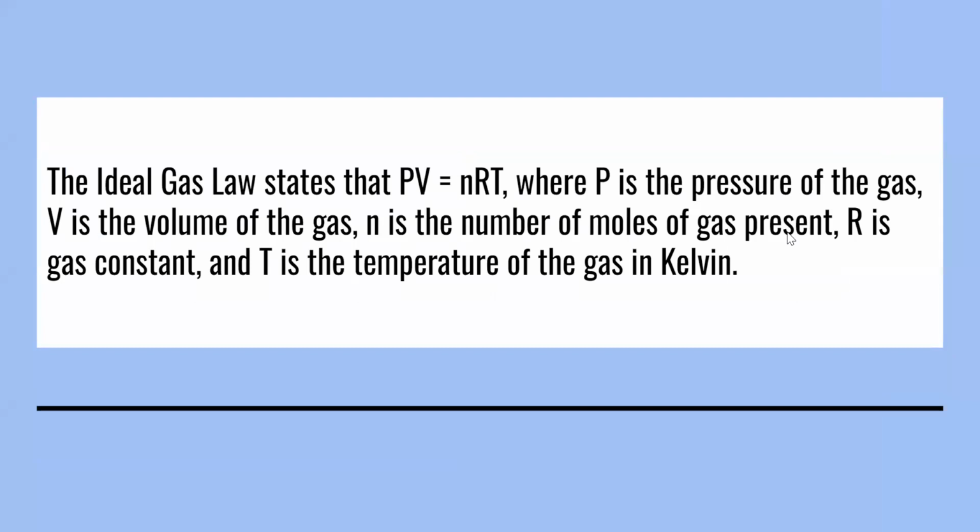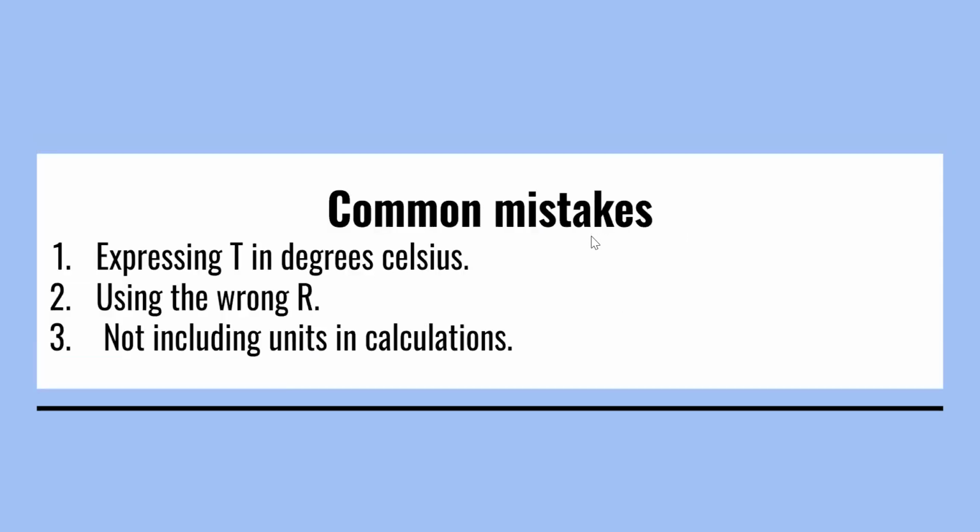In the previous video of Charles' law and Boyle's law, we explained how Celsius can be converted to Kelvin. Okay. So common mistakes: expressing T in degrees Celsius, that is forgetting to convert to Kelvin first, using the wrong R, not including units in calculations. These are the common mistakes.